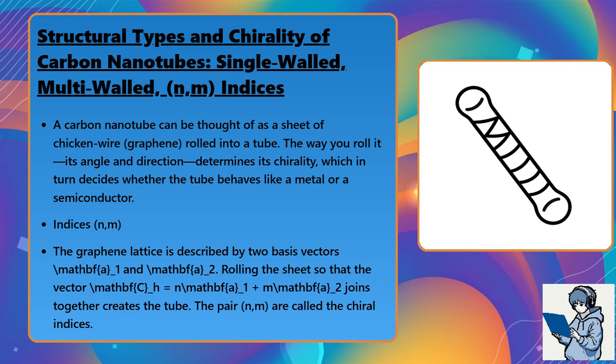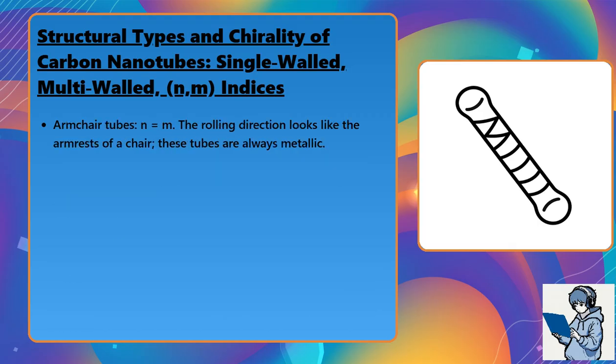Rolling the sheet so that the vector CH equals N a1 plus M a2 joins together creates the tube. The pair (N,M) are called the chiral indices. Armchair tubes, N equals M. The rolling direction looks like the armrests of a chair. These tubes are always metallic.